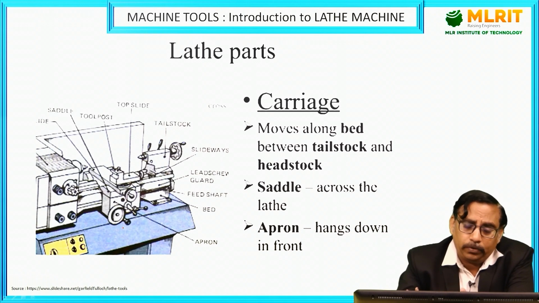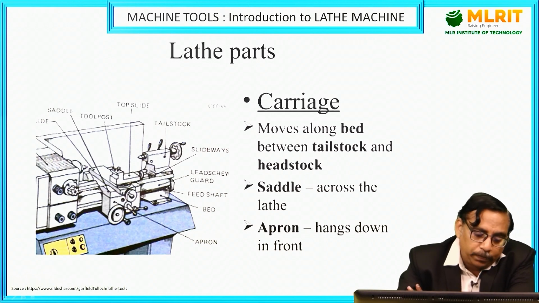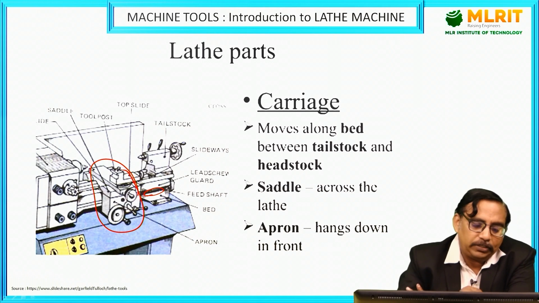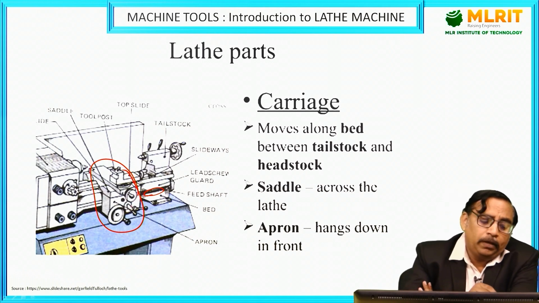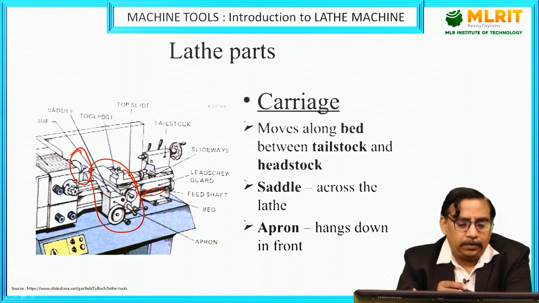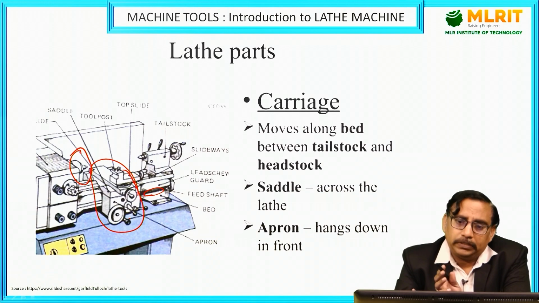Automatically it can, as we said in the last session or in the last slides, that half nut mechanism, split nut mechanism. This split nut mechanism will be directly attached with the lead screw, such that this whole movement of a carriage can be automated from left to right or right to left, depending upon the spindle rotation. If the spindle is rotating clockwise, then the apron will be moving away from the headstock, and vice versa.